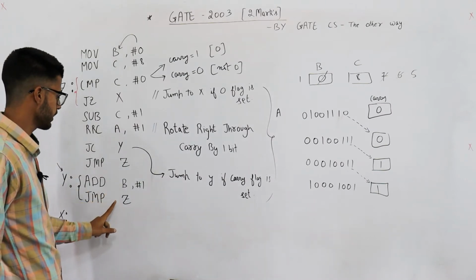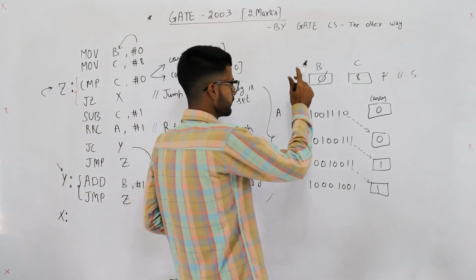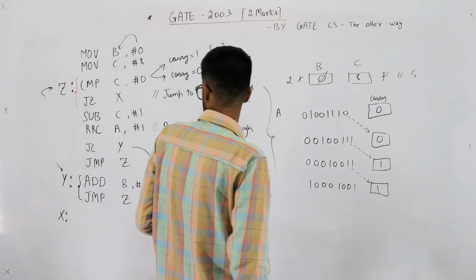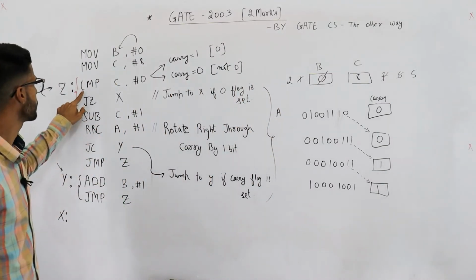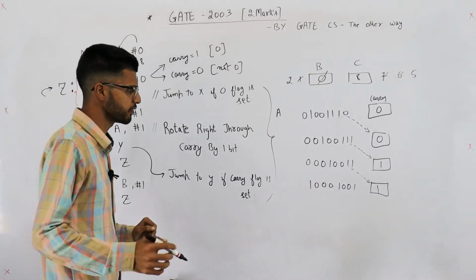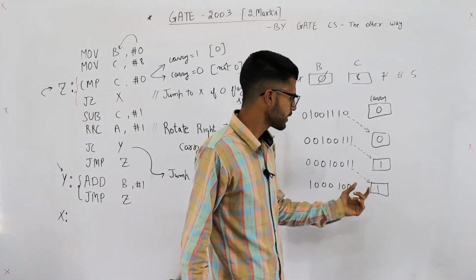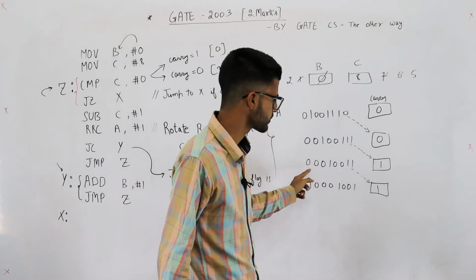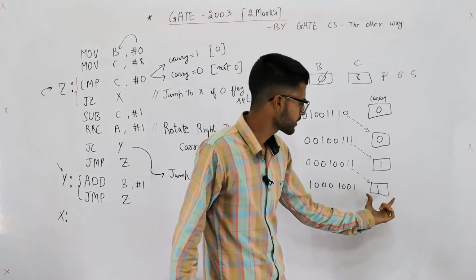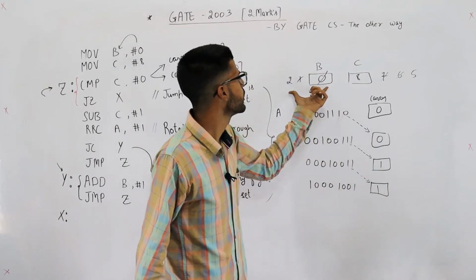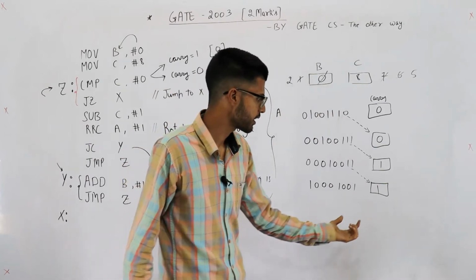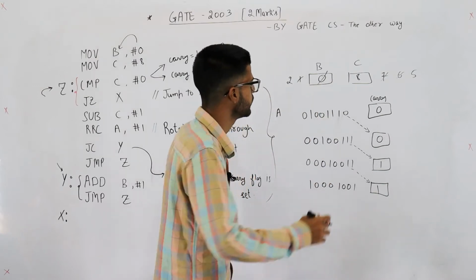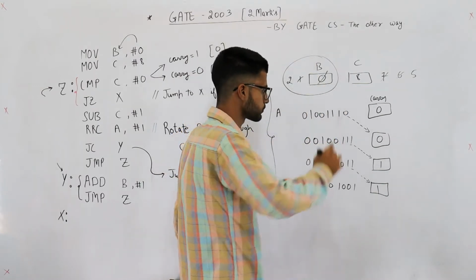Add 1 to B and go back to Z. So B was 1. We add 1 to 1 and get 2. Now jump to Z. That means again we are going to come here. Now if you see, carry flag is going to get each and every bit of the register A once, and whenever that bit is 1, we are adding 1 to B. Whenever that bit is high, the bit inside carry flag, we add 1 to this register's value.